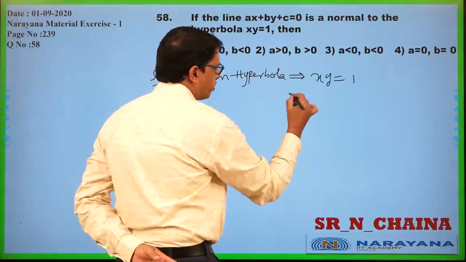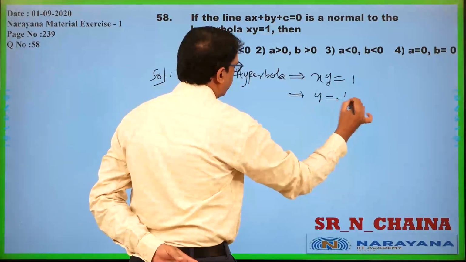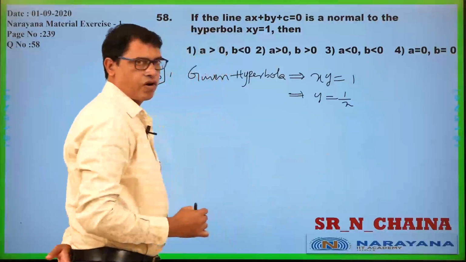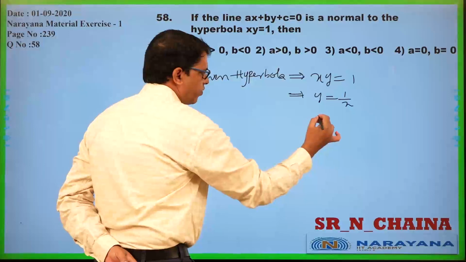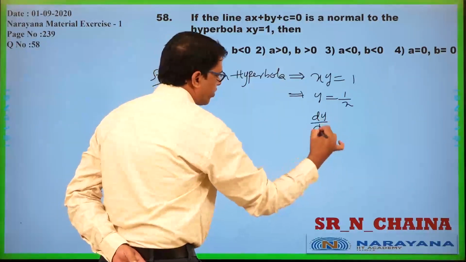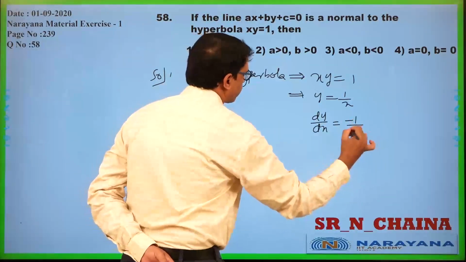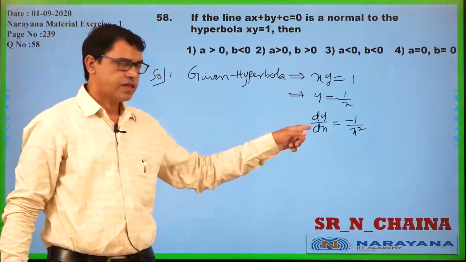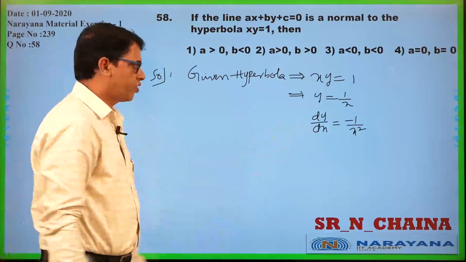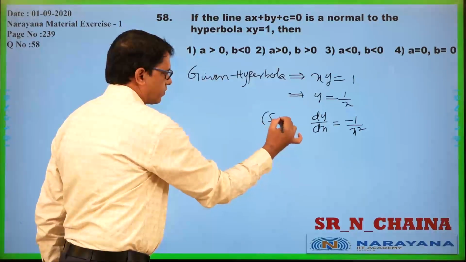So what I am doing? From this one, the value of y equals 1 upon x. So from this one, dy by dx. So dy by dx equals minus 1 by x square. So dy by dx is nothing but the slope of the tangent.